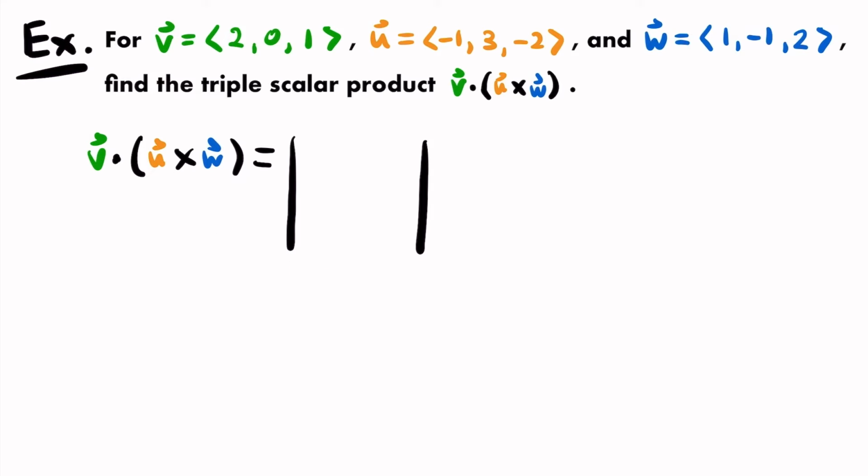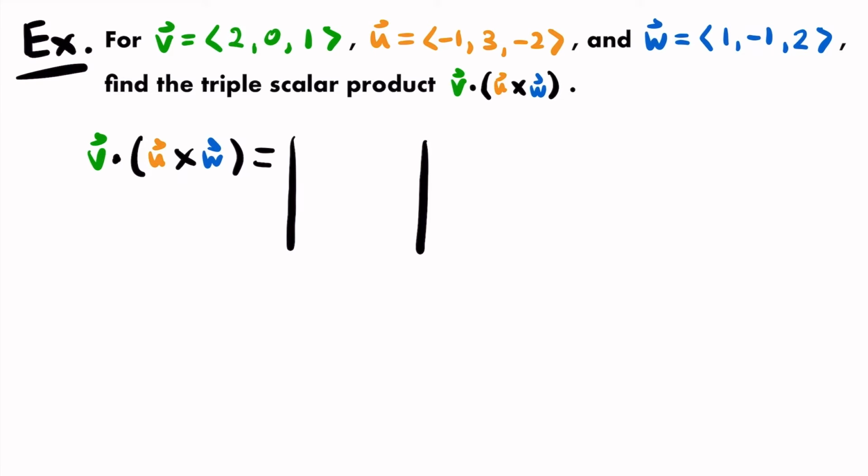All right, the components of these vectors need to be placed in that particular order in order to calculate this specific triple scalar product. The first vector's components go in the first row, the second vector's components go in the second row, and the third vector's components go in the third row.